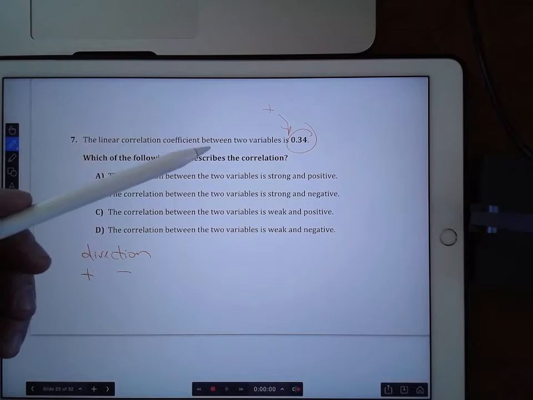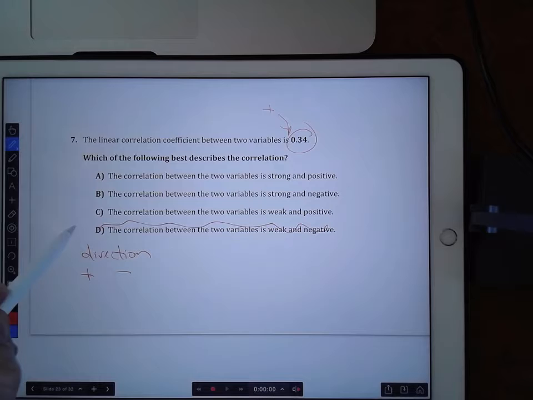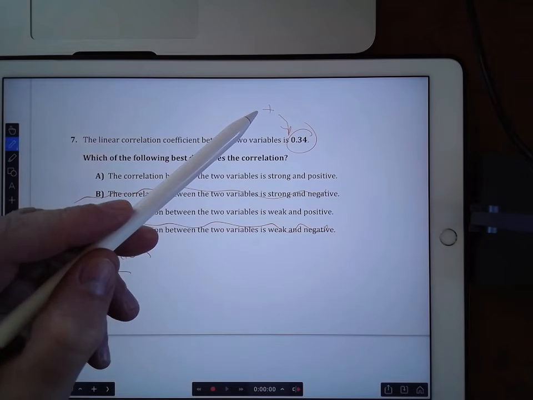And so right away we can eliminate letter D and letter B because they both assume that that correlation is a negative correlation, and of course it's not.